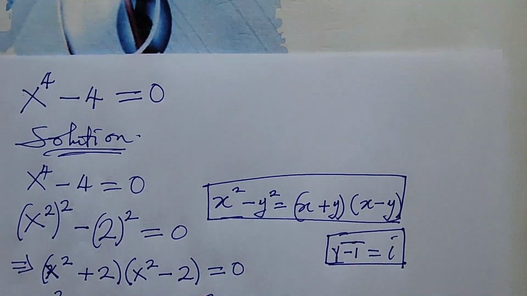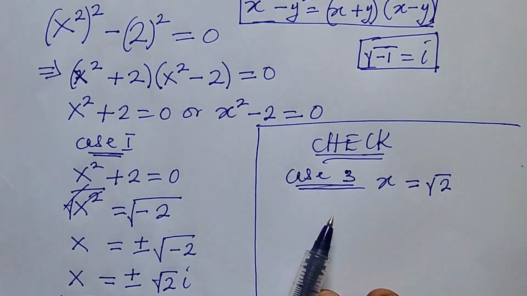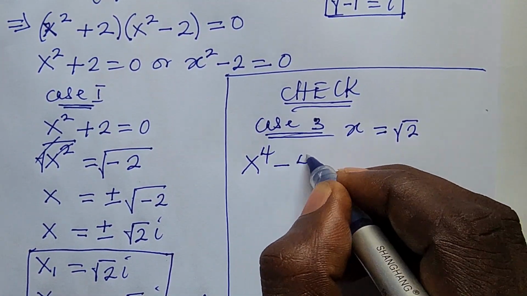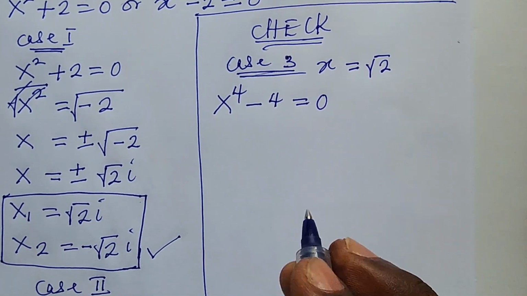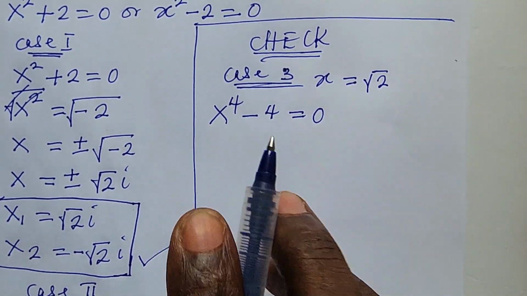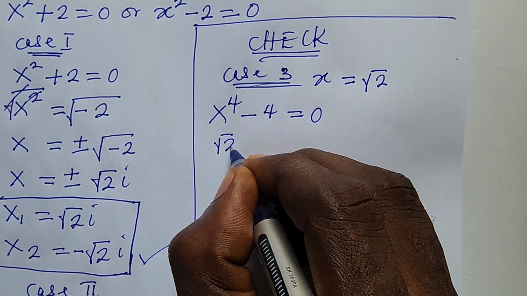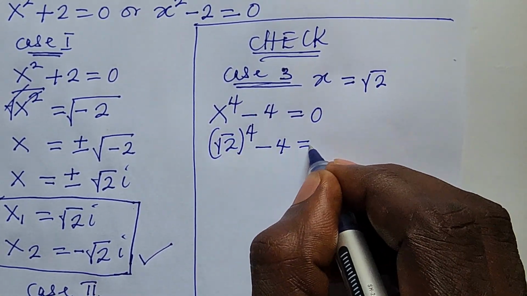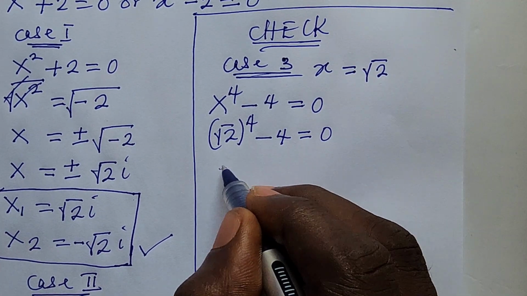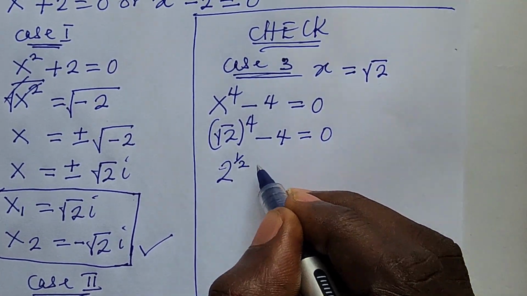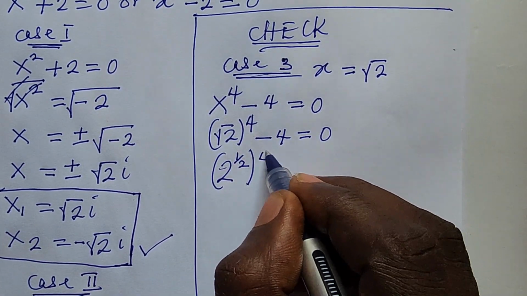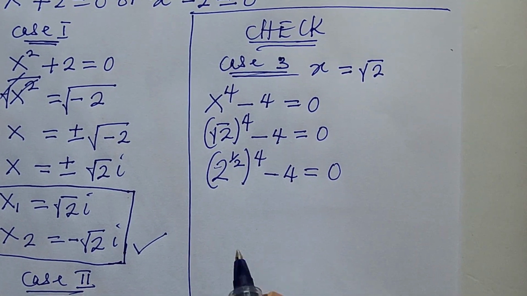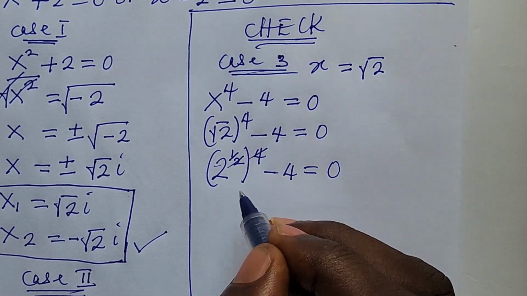So what is our equation? Look at our equation here. So let's bring in our equation, which is x to the power of 4 minus 4 equal to 0. So we can now put this in place of x. So we have (root 2) all to the power of 4 minus 4 equal to 0. Root 2 can be written as 2 to the power of 1 over 2, all to the power of 4, minus 4 equal to 0. Then we can use this to divide this.